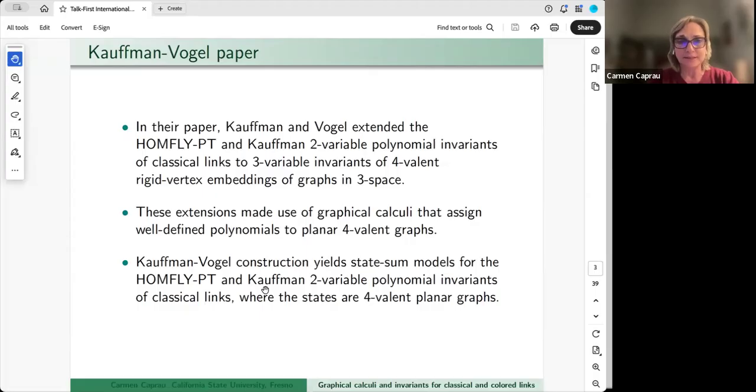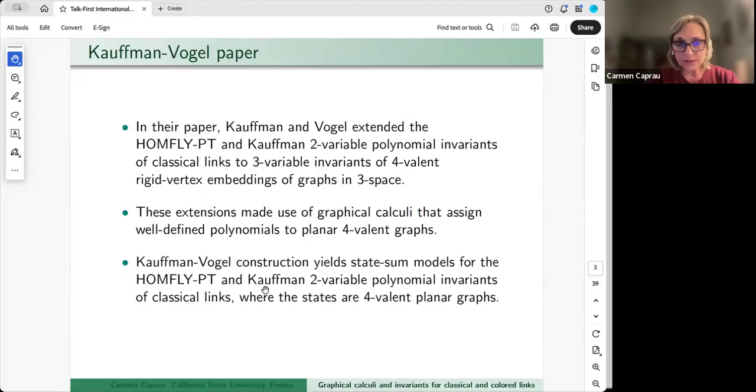So I want to spend a few minutes to mention that particular paper by Kaufman and Vogel, where they extended the HOMFLY-PT polynomial and the Kaufman two-variable polynomial, which are polynomials for classical links. They extended them to four-valent rigid vertex embeddings of graphs in free space. These extensions use graphical calculi that assign polynomials or invariants. Maybe they are not polynomials all the time, they are actually rational expressions, but they are well-defined invariants associated to planar four-valent graphs.